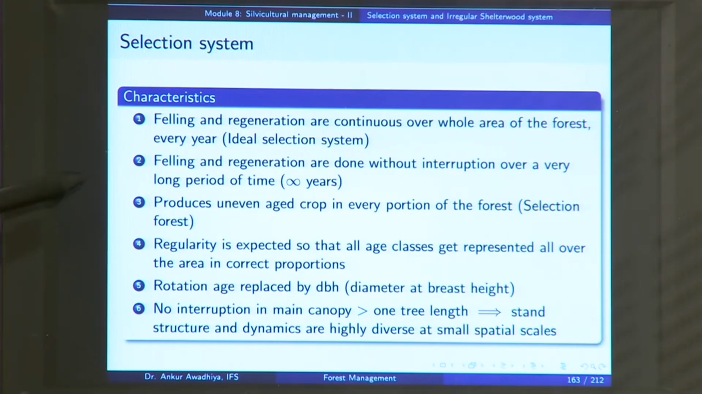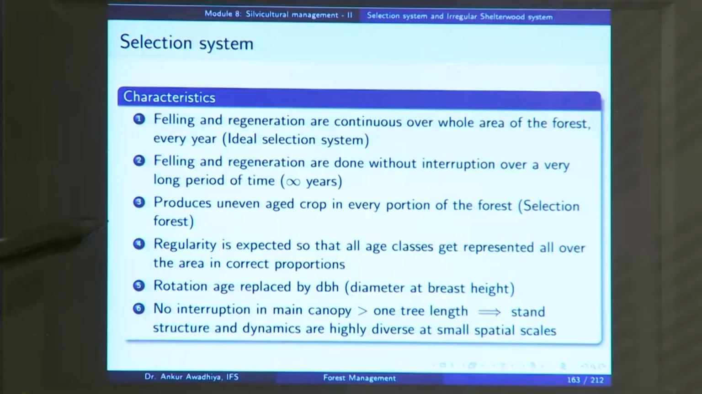So, it produces an uneven aged crop in every portion of the forest. So, we are not talking about the whole forest, that in the whole forest we have trees of so many different ages, because that is possible even in the case of a clear felling system. But what we are emphasizing here is that in every portion of the forest you have an uneven aged stand. So, this is a selection forest.